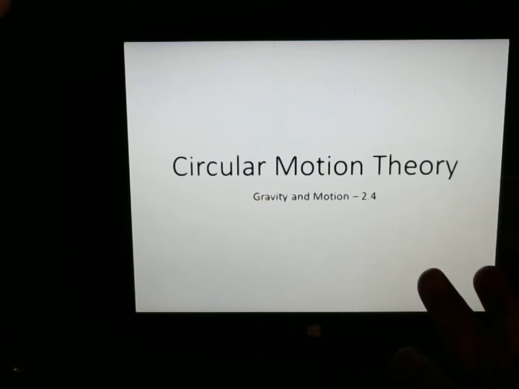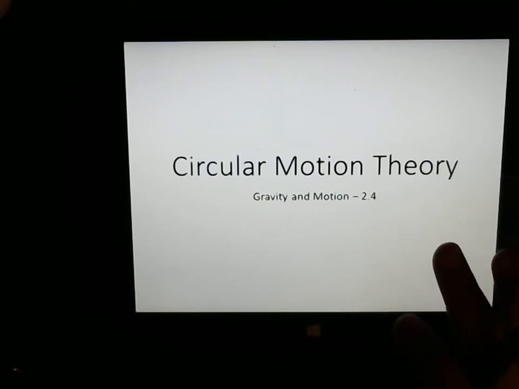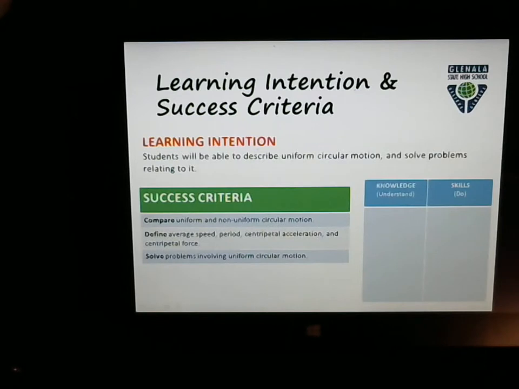We're going to start with a theory on this one and do pracs in another video. So here's your learning intention slide. Please complete the KS table down in the bottom corner here. Pause the video while you do this.